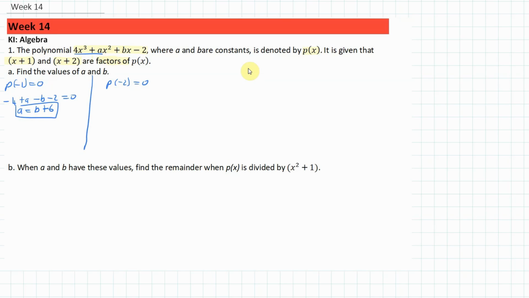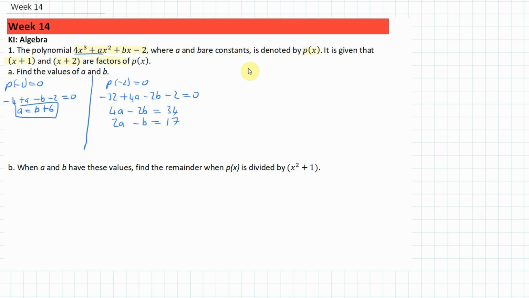Now, over here I'll do the same thing with negative 2. So I get 4 times negative 2 cubed, which is negative 8. So negative 32 plus 4a minus 2b minus 2 is equal to 0. Now this gives us 4a minus 2b equals 34. We can divide everything by 2, so 2a minus b equals 17.